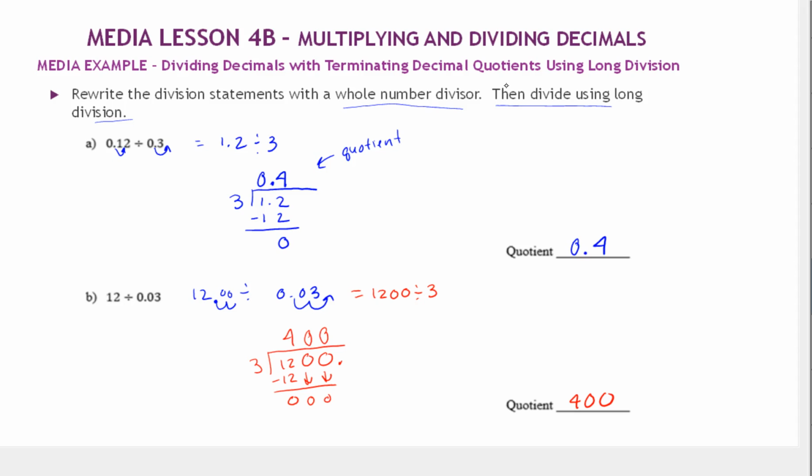It does not work if your decimal repeats and goes on forever. Okay, so remember that when we multiply decimals, so we could actually check this division by multiplying 0.3 times 0.4. And we said with multiplying decimals, we multiply the numbers as if there's no decimals.